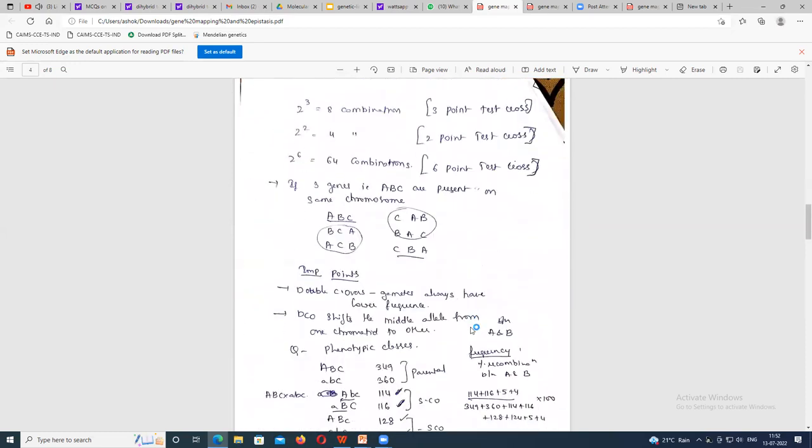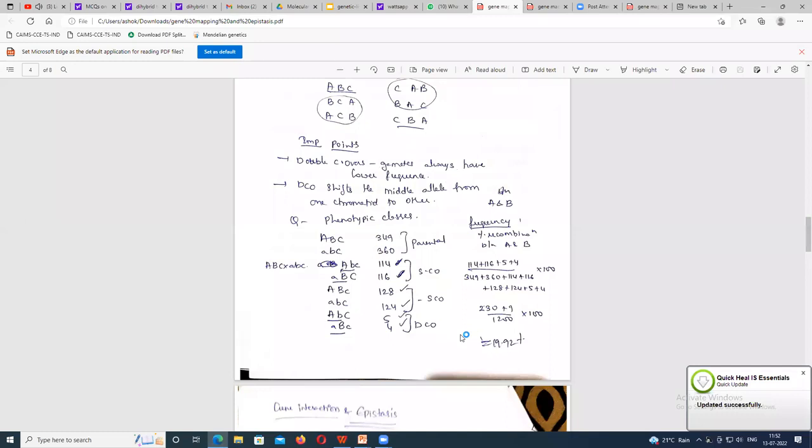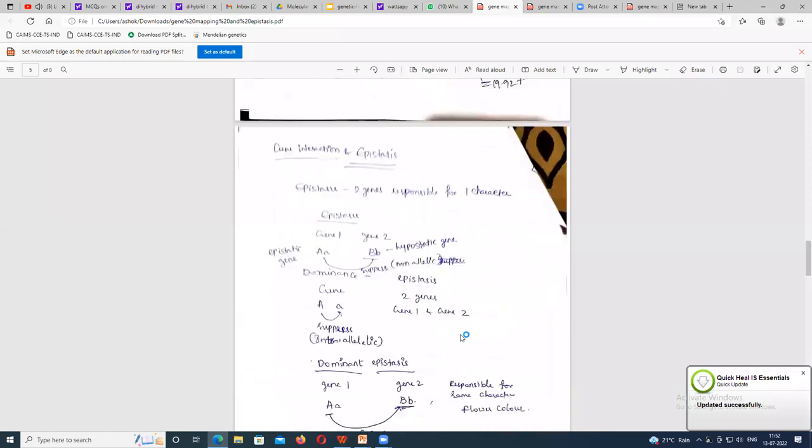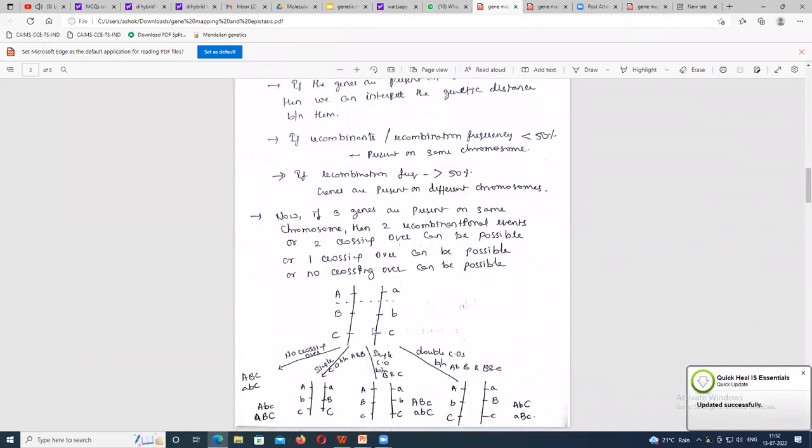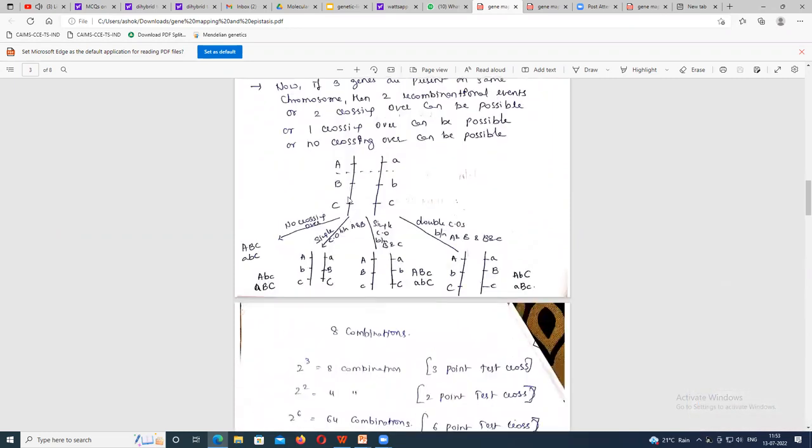Similarly, the 3-point test cross will take more time to show. 3-point test cross means we are taking 3 genes. There is a possibility of no crossing over, single crossing over, and double crossing over. If there is no crossing over, then the combination will be capital A, B, C, and small a, B, C.